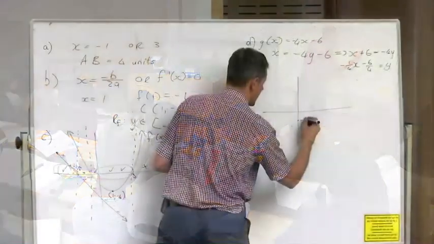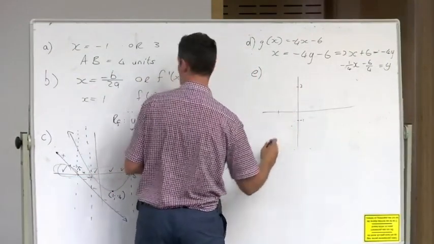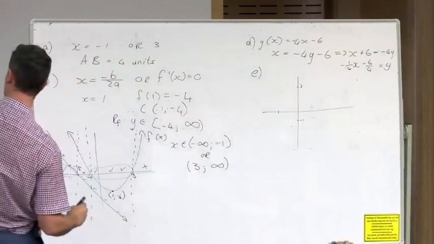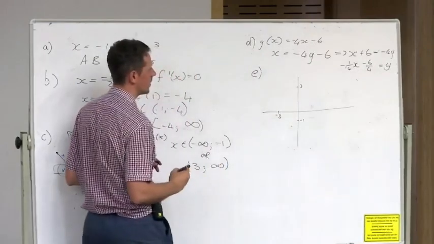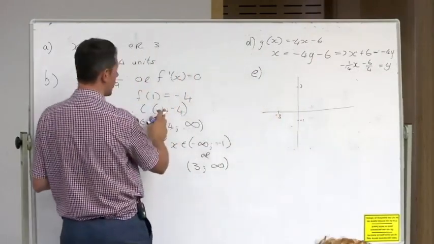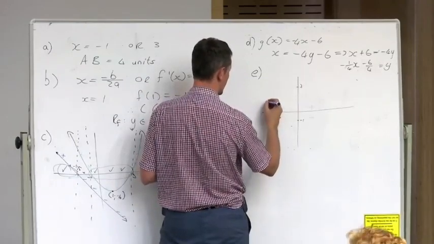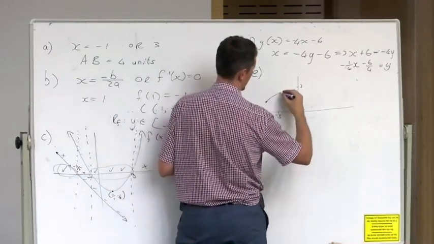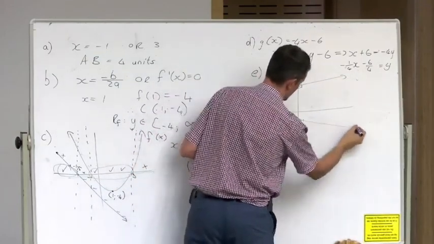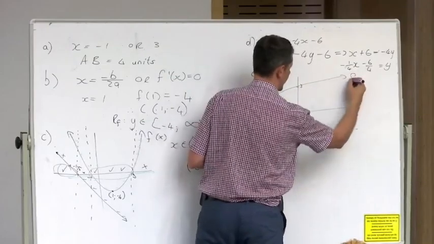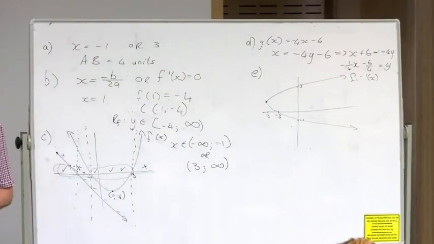So it goes through negative 1 and 3. My y-intercept is at negative 3, so this is then going to become my x-intercept. Turning point is at 1, negative 4, so it's at negative 4, 1. Something roughly like that is my graph.